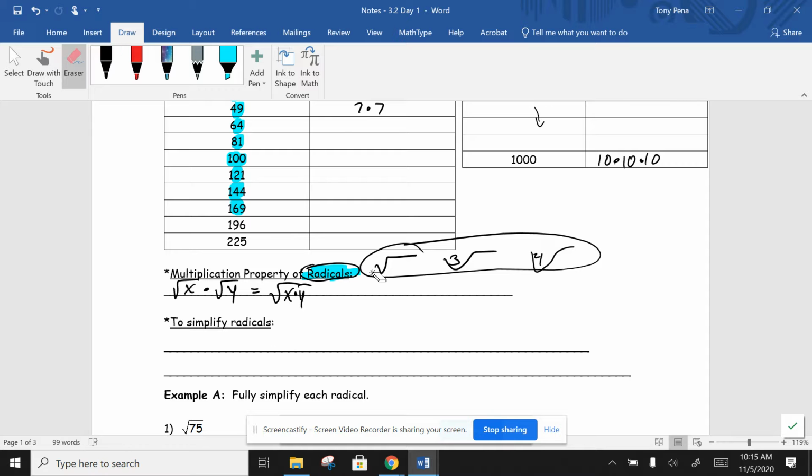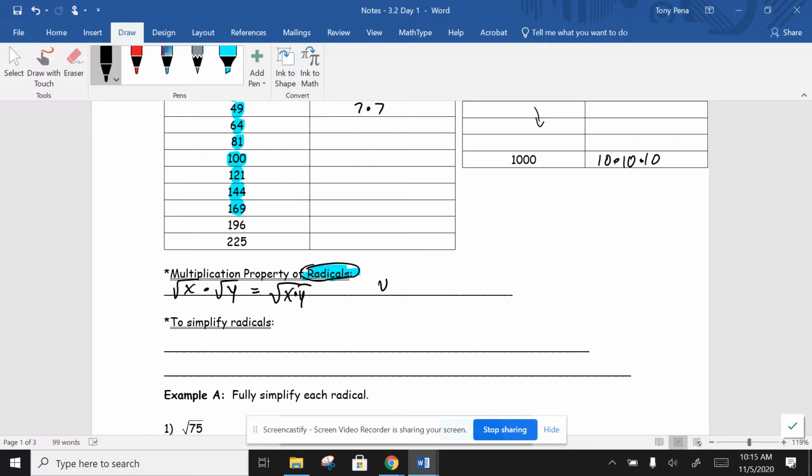Now, let me do these with numbers. I think it's a little easier for you to see with a number. So think about if I gave you the square root of 7 times the square root of 2. Since those are both underneath the square roots, we can just go ahead and multiply those two numbers and still leave them underneath the square root.